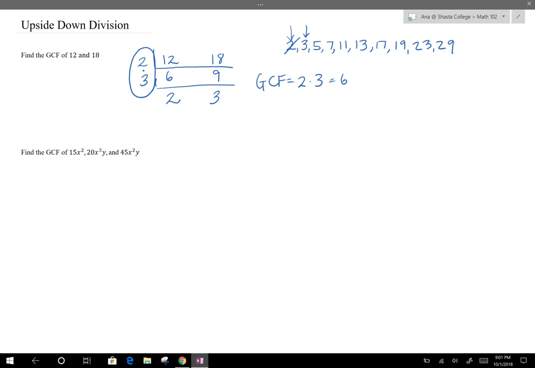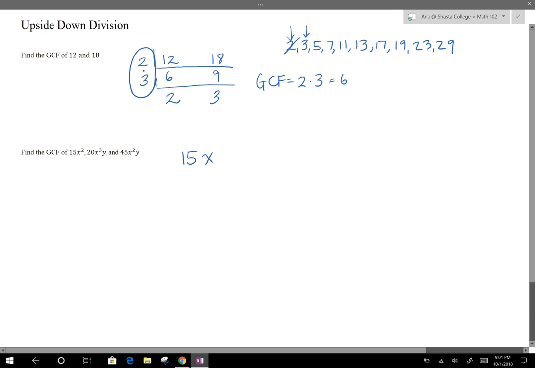I can use upside down division with more than two numbers, and I can also use it with variables. So for instance, if I had 15 x squared, 20 x to the third y, and 45 x squared y. I'm going to deal with the numbers first. And again, I'm going to try 2 and see if that works with all of the numbers. 15 is not even, so 2 is not going to go into that. 15 is divisible by 3. I check 20. 20 is not divisible by 3, so I have to move on.